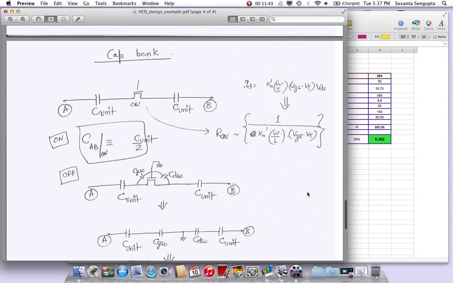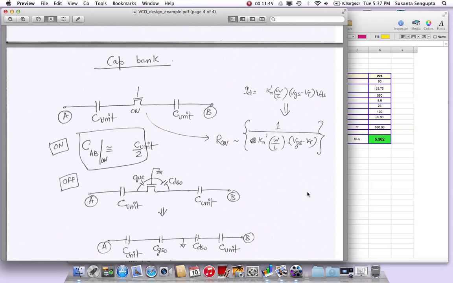And then I think we have the cap bank. We will also have to estimate the cap bank: when a cap bank is on, how much is the capacitance, and when the cap bank is off, how much is the capacitance. So again, we have the nodes A and B, and there are 8 such branches. I'm only showing the LSB branch, where we said that there are 2 unit capacitances called C unit. I want to calculate this from my hand calculations. There is a switch here whose W over L I also want to calculate.